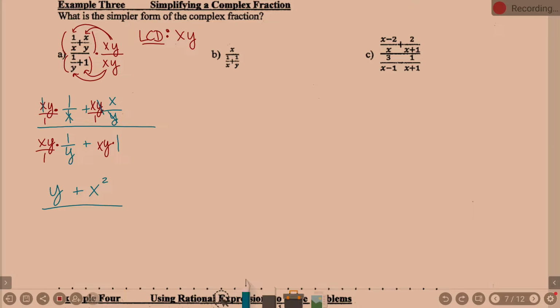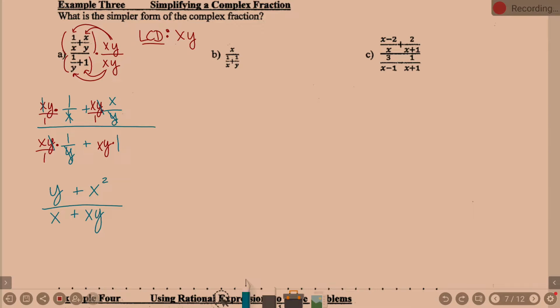Okay, same process with my denominator. xy over 1 times 1 over y. What cancels? y on top cancels with y on bottom, leaving me with x. Plus, what about xy times 1? xy times 1 is just xy. Okay? These pieces are adding, so as it stands, I can't do any canceling.